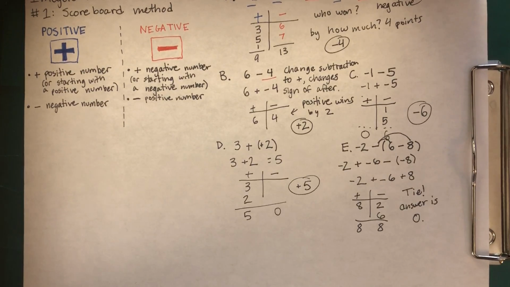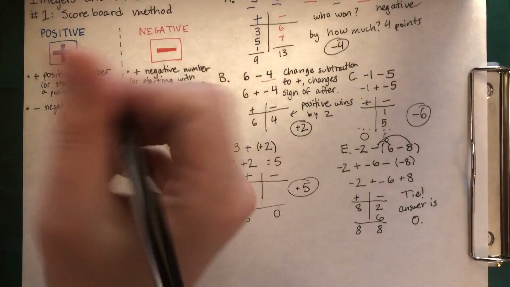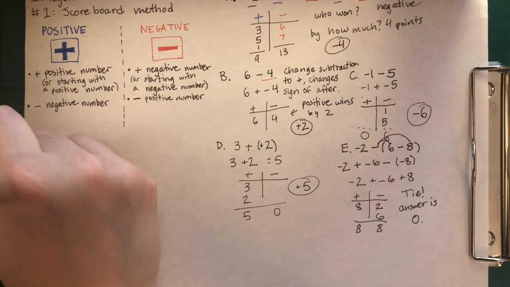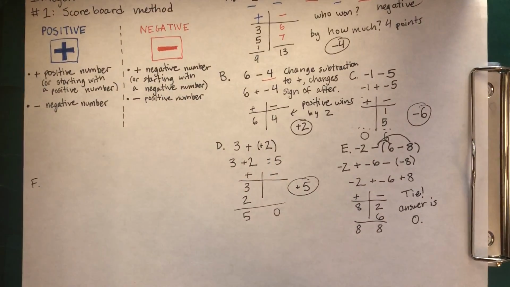Okay, so hopefully this helped you recognize which teams different numbers belong to. I think it's an easy way to kind of figure out what to do, especially when you get confused with negative numbers versus subtraction. Why don't we do one more example? Let's do something that has kind of a mix of these different things that we've seen. So let's do an example F.